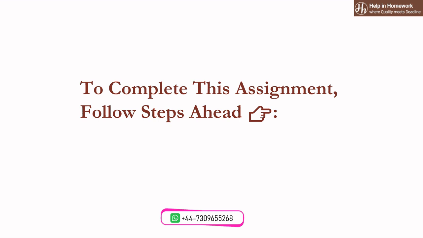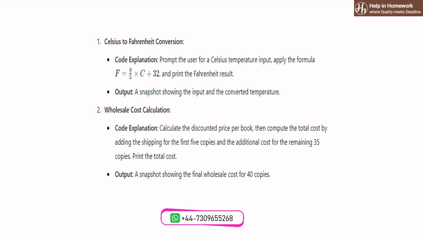Step 1. Celsius to Fahrenheit conversion. Code explanation: prompt the user for a Celsius temperature input. Apply the formula F equals 9/5 times C plus 32, and print the Fahrenheit result. Output: a snapshot showing the input and the converted temperature.